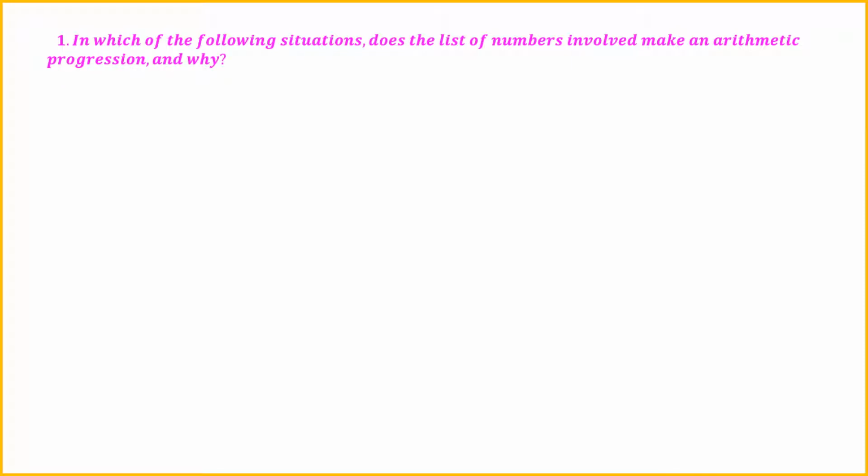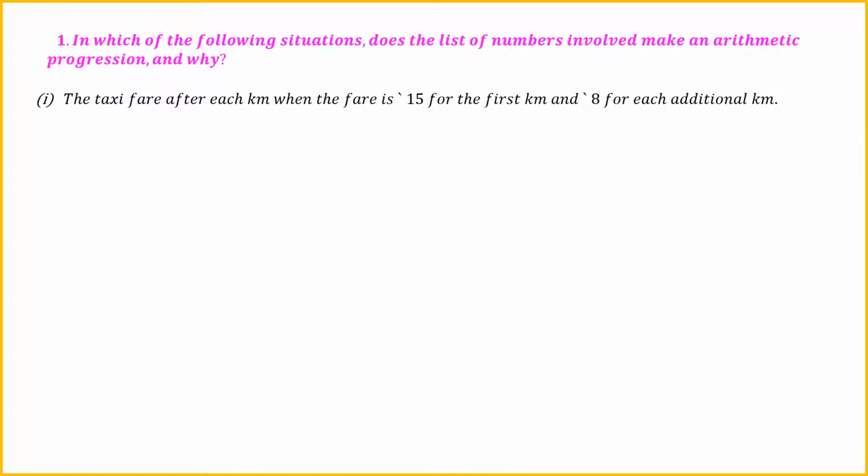Exercise 1.1 Arithmetic Progression. The first main question: in which of the following situations does the list of numbers involved make an arithmetic progression and why? The taxi fare after each kilometer, when the fare is 15 rupees for the first kilometer and 8 rupees for each additional kilometer.